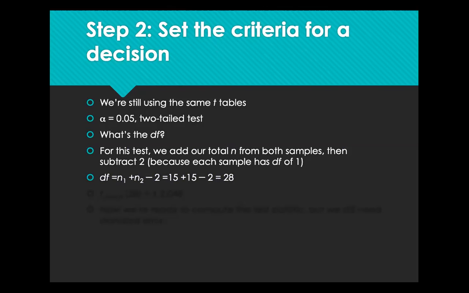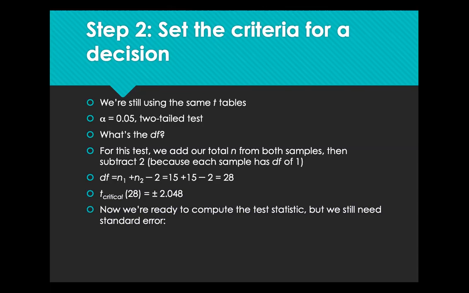So degrees of freedom, in this example, we had 15 men and 15 women, and so it's 15 plus 15, each sample size, minus 2, because you have 2 groups, and each group has 1 degree of freedom. That's going to give us a total of 28. And if you look up in the t-table, the critical value for a 0.05 two-tailed test with 28 degrees of freedom is going to be 2.048. And again, that could be positive or negative.